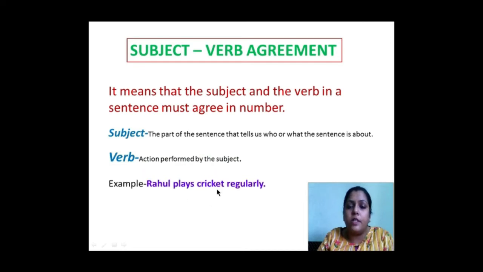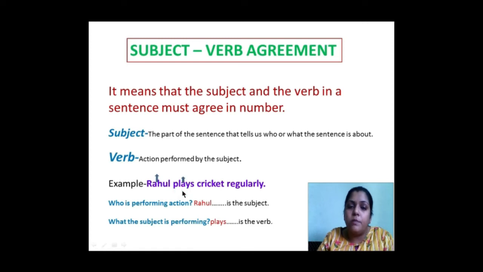Rahul plays cricket regularly. In this sentence, who is performing the action? Rahul. So Rahul is my subject. And what is the subject performing? He is playing cricket. So Rahul is my subject and plays is my verb. Hope now it is clear to you all how you will identify subject and verb in a sentence.